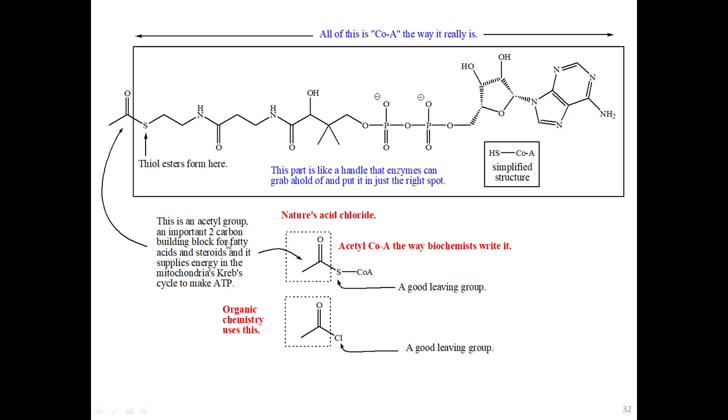And so this can be used to build up your fatty acids. It can be used to make steroids. It's used in energy supply if it gets inside the mitochondria, and can make lots of ATP. Most of your ATP comes from metabolism of this in what they call the Krebs cycle or the TCA cycle. Okay, but this sulfur is a very good leaving group. Now in our course, the best leaving group is chloride, but sulfur is right up there close to it.